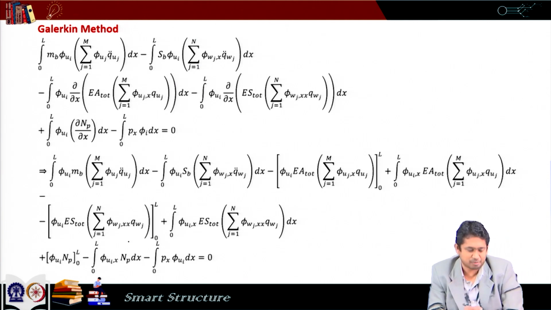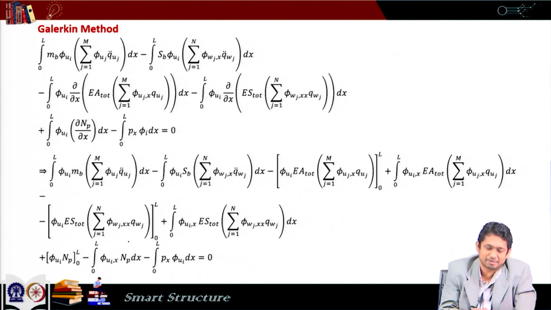Now, in the second approach, we again use the Galerkin method, but we shift the derivatives. Here we multiply the ordinary differential equation by a test function. So, the first ordinary differential equation which we have, we multiply with phi u I, which can be seen here. This is the first differential equation.